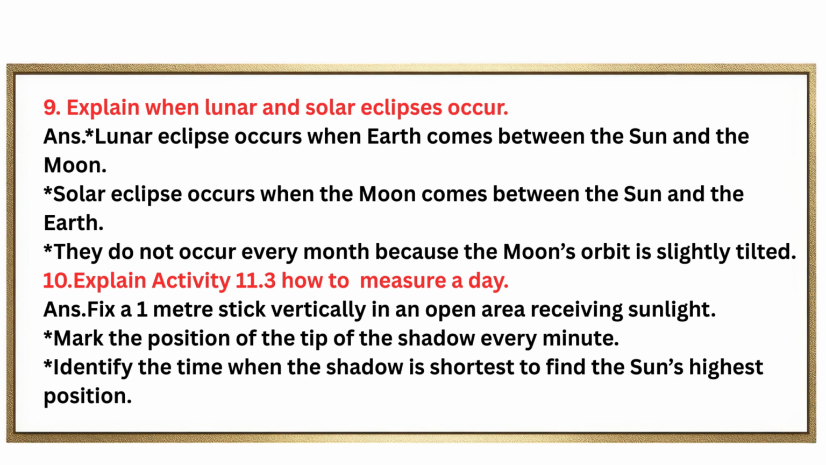Solar eclipse occurs when the moon comes between the sun and the earth. They do not occur every month because the moon's orbit is slightly tilted. Question number 10. Explain activity 11.3.